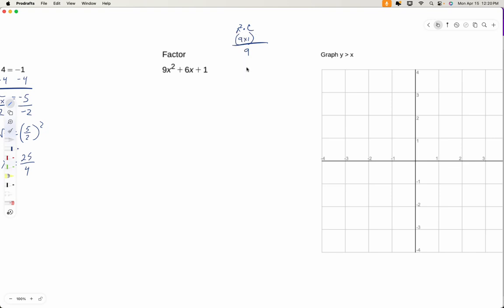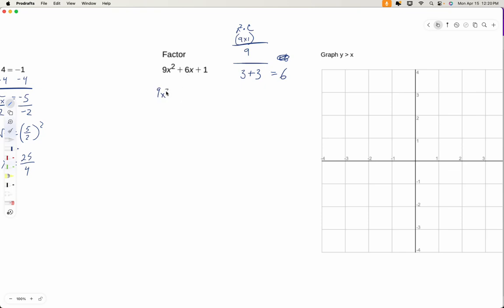That's what we're doing. And we need to find two factors of 9 that equal positive 6. All right, so equals 6 is what we need to find. So 3 times 3 is equal to 9, but when we change that to 3 plus 3, it's also equal to 6. So we're going to change this central term to 3x plus 3x.